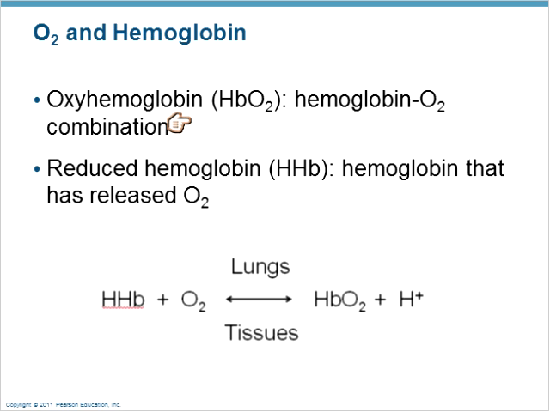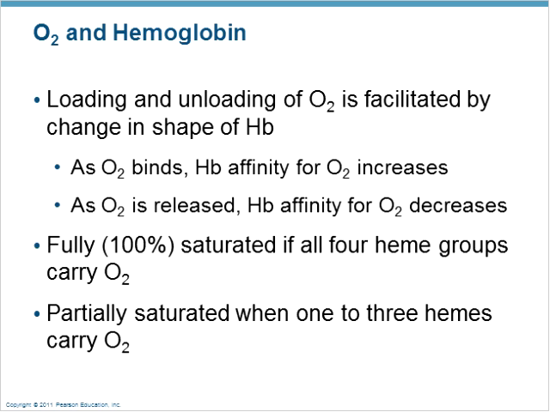Oxyhemoglobin is really hemoglobin with oxygen added. So oxyhemoglobin means hemoglobin with the oxygen attached to it. Reduced hemoglobin, HHb, is really hemoglobin that has released the oxygen, and you may call it deoxygenated hemoglobin. So HHb plus O2 goes to the lungs and the tissues, and you see that equilibrium back and forth. Loading and unloading of O2 is facilitated by a change in shape of the hemoglobin. As O2 binds, the hemoglobin affinity for O2 increases. As the O2 is released, the hemoglobin affinity for oxygen decreases.